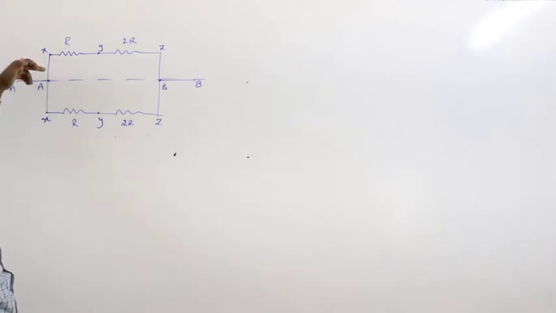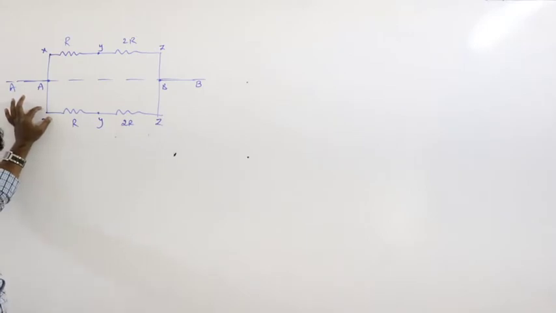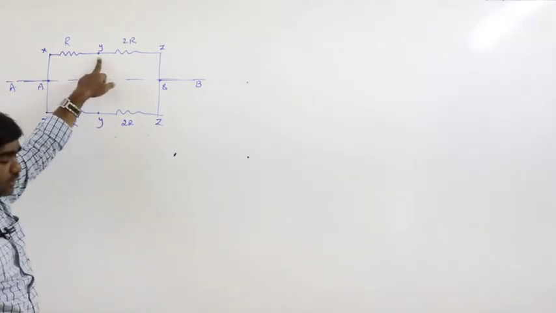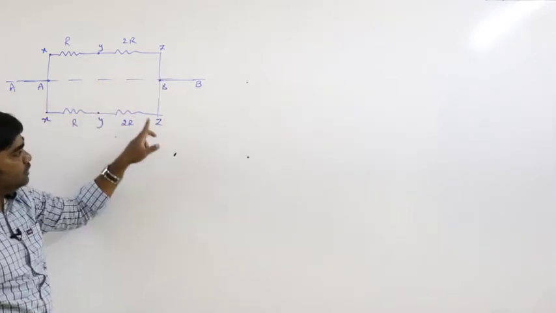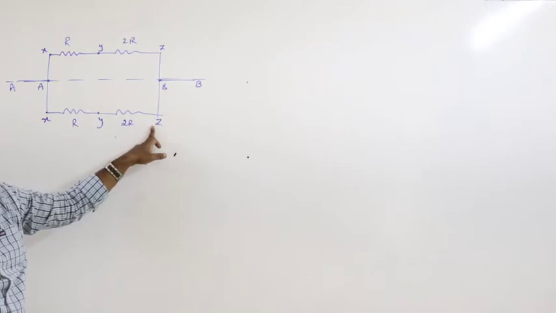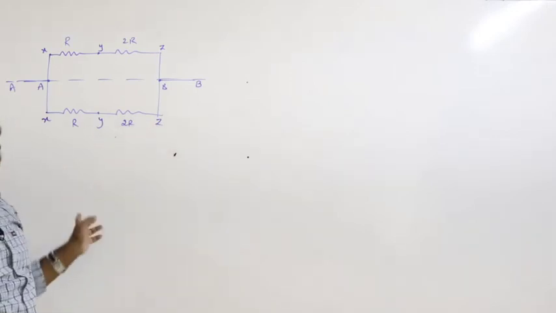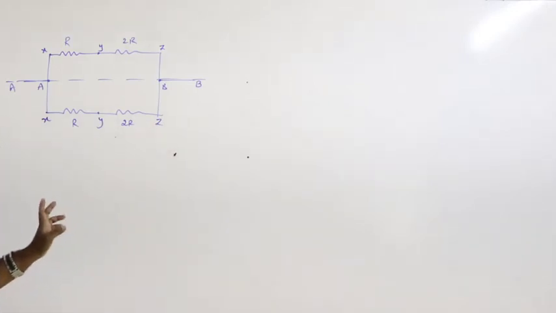Folding symmetry means below and above potentials must be the same. At this position, what is the potential here? X. Below this also the potential must be the same, X, and here the potential is Y, and here also the potential is Y. Here the potential is Z, here also the potential is Z. So, potentials must be the same.